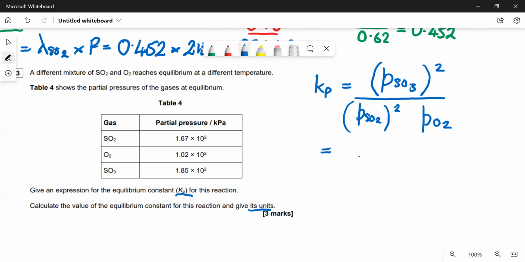Put the numbers in. What do we get? Right, SO3, that's 185, isn't it? Squared. Divided by that, well, that's 167 squared. Multiplied by that, which is 102. That is 0.012. That's the answer there.